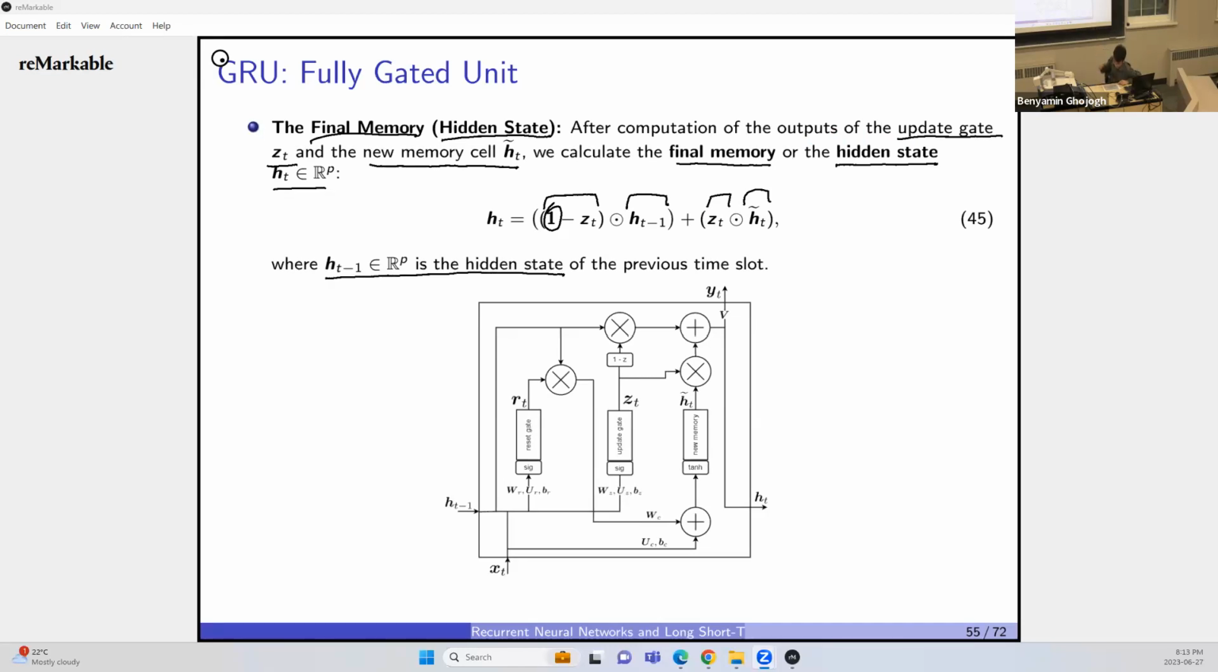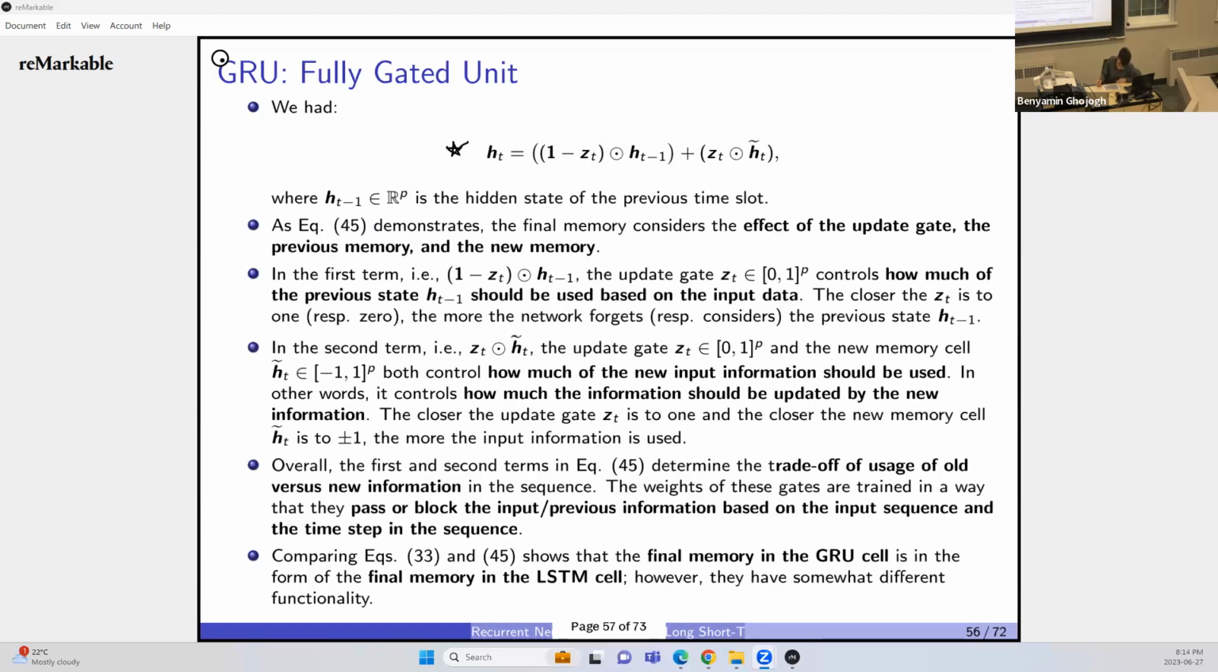Take a look at this figure. Let's see what it is saying. So we have 1 minus z here. This is z. This is 1 minus z times HT minus 1. This gives us the first term. Now the second term, ZT times HT tilde. This is the second term. We add them. It gives us HT, right? Okay. So we had this. Let's analyze it. What does it do? It has the effect of update gate, previous memory, and the new memory. It aggregates them, similar to what we had in LSTM.